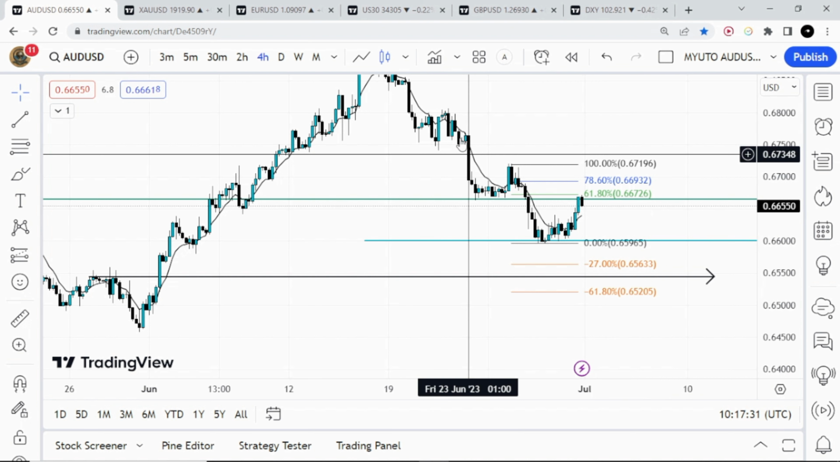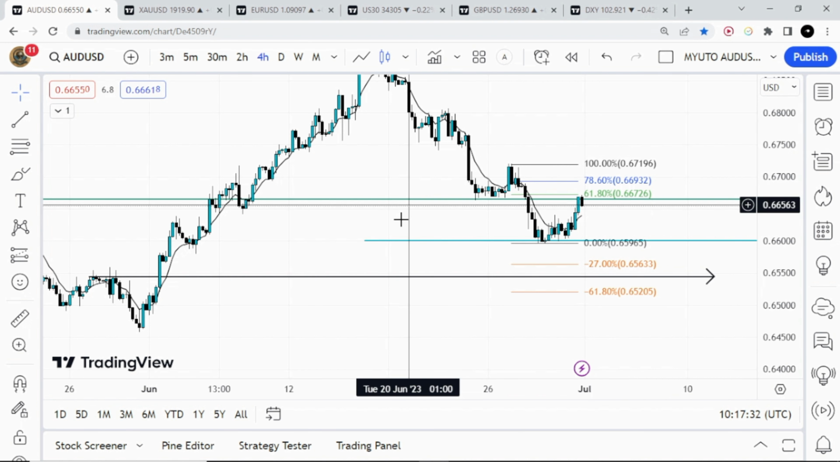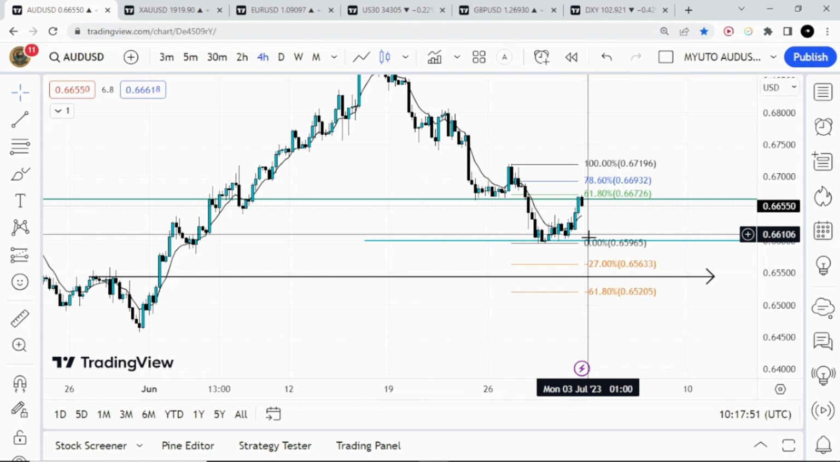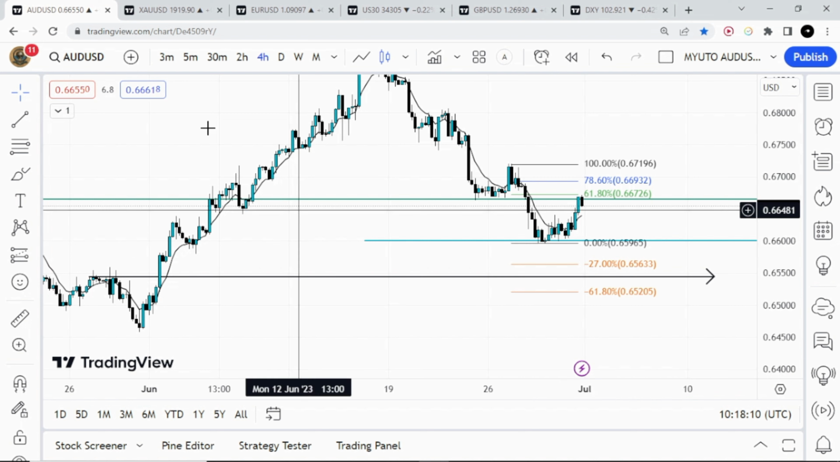Okay, so that's my bias for Aussie dollar. That's my anticipation for Aussie dollar. We might also find some support here because of this reaction that we have here. So we might find some support here. We might have some reactions here, but we will wait and see and look forward to how price would develop on Monday. Okay, from Aussie dollar we head over to gold.